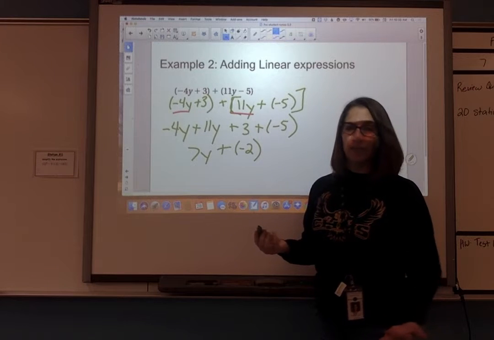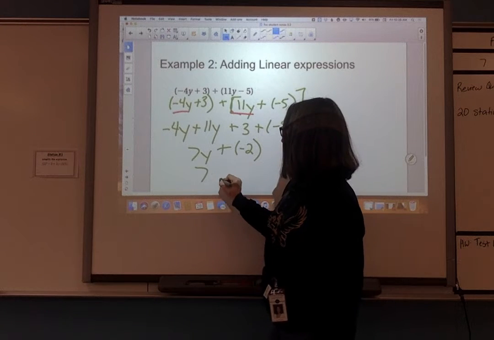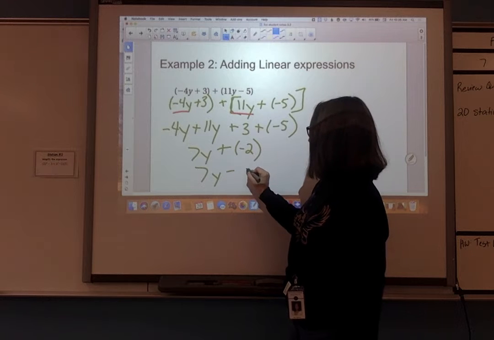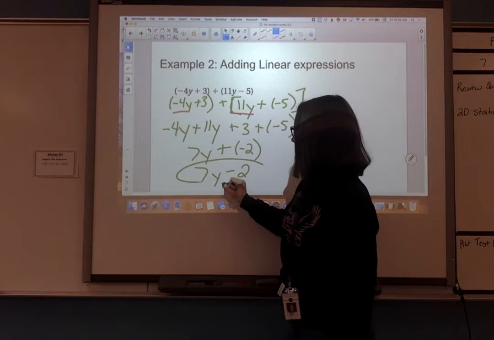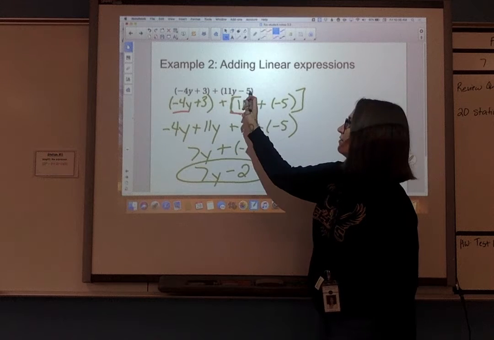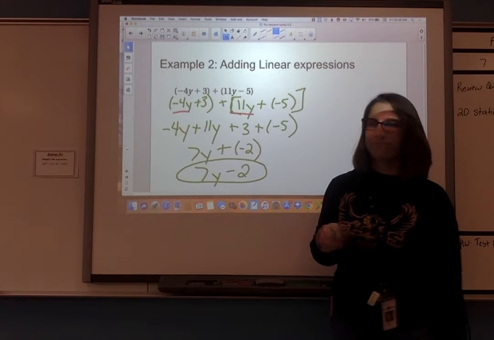Now, to put it back in simplest form, I'm going to put it back as subtraction instead of adding a negative. 7y minus 2. That is our simplest form of adding these two linear expressions.